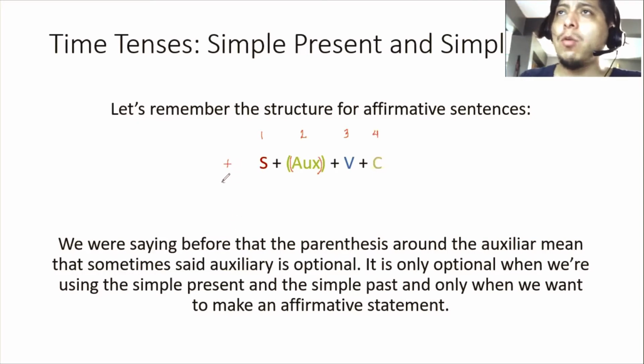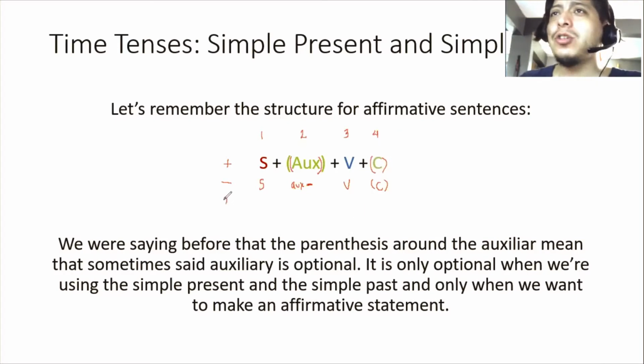What happens if you want to make a negative statement? You start with your subject, yes. The auxiliary is not optional, it's mandatory. Why? Because it takes the negative, right? After that, you have the verb, and then you have the complement. The complement is always optional, so if you want to use it, that's perfect. If you don't have anything else to say, that's perfect.